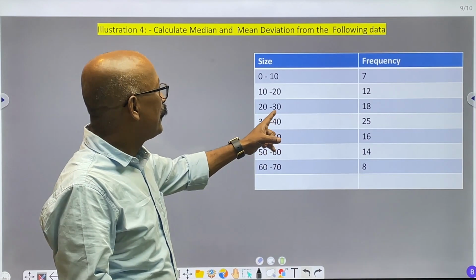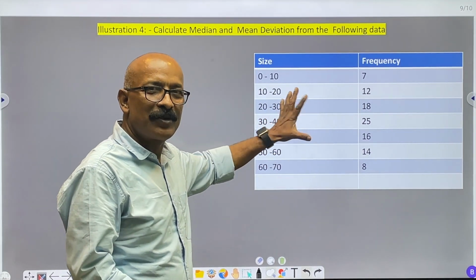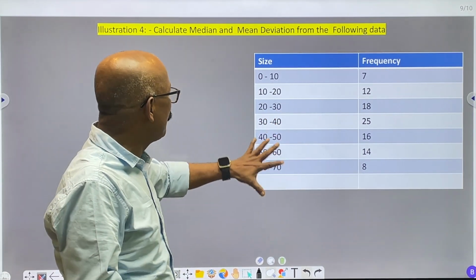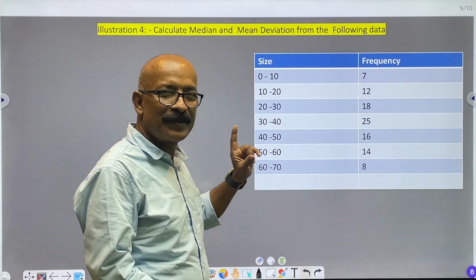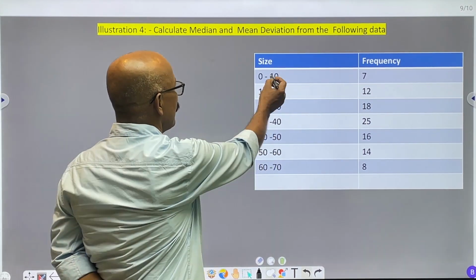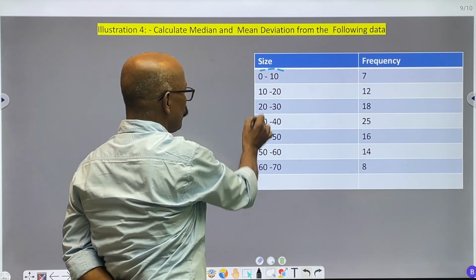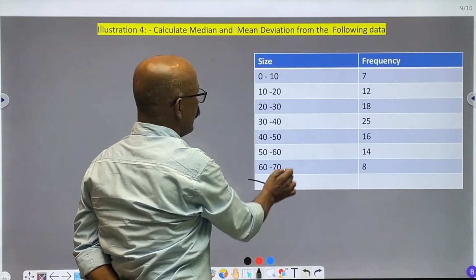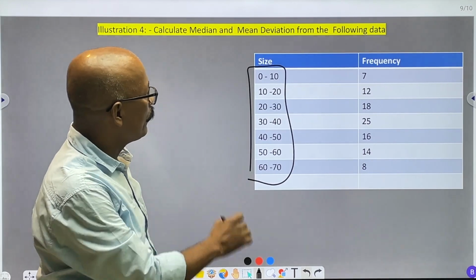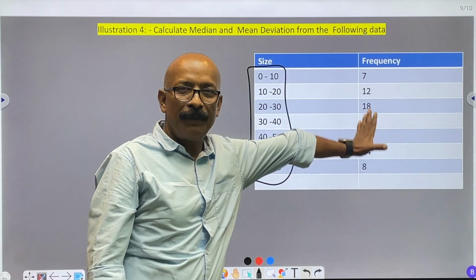Now it is given, no? Such type of data will be given to us, and this is called a continuous series or group data. As the figures are in a group, it is called group data. Okay, it is called group data or continuous series. It will be given with the frequency.